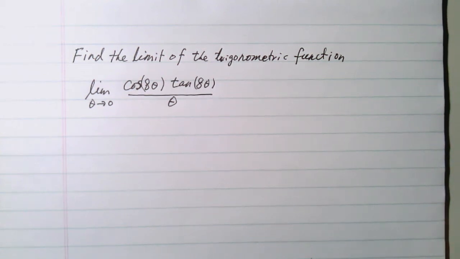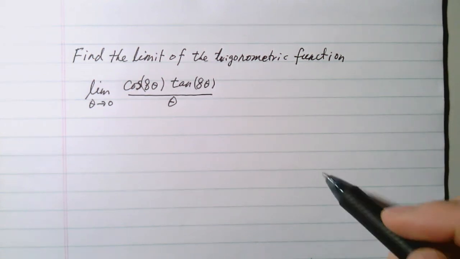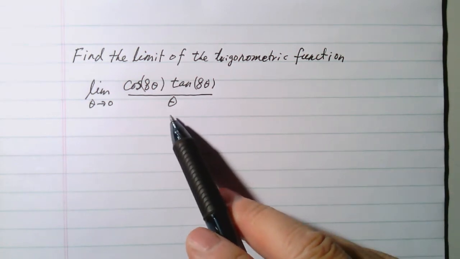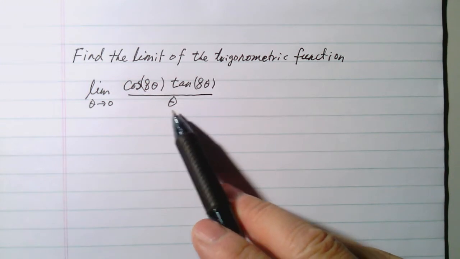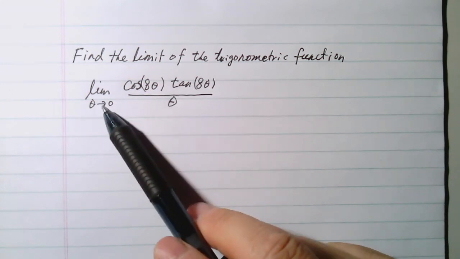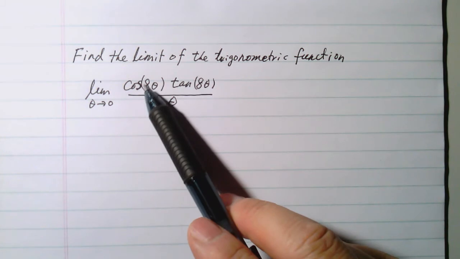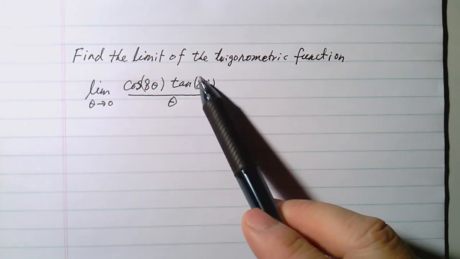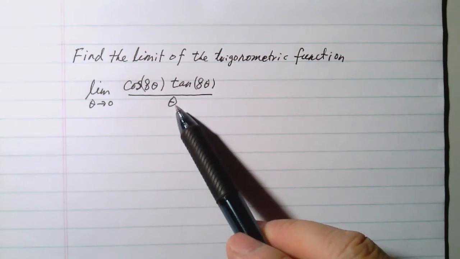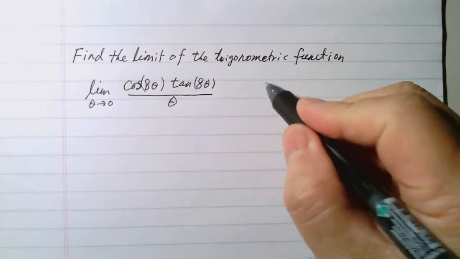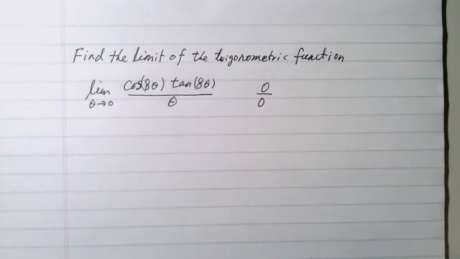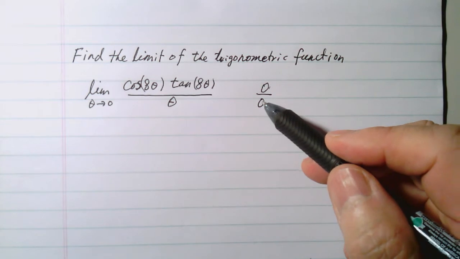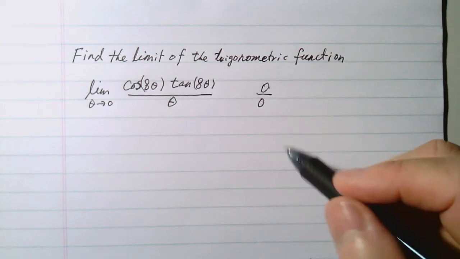Find the limit of the trigonometric function. For this one, it seems we cannot do substitution first, because if you do substitution, cosine 0 is 1, tangent 0 is 0, and theta goes to 0, so that's 0. That seems like we have a 0 divided by 0 form. Remember, when we have a 0 divided by 0 form, it does not mean we do not have a limit.